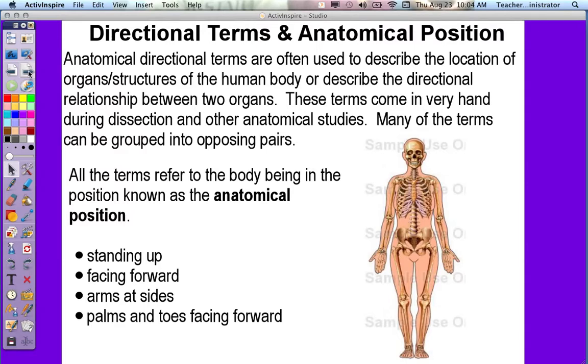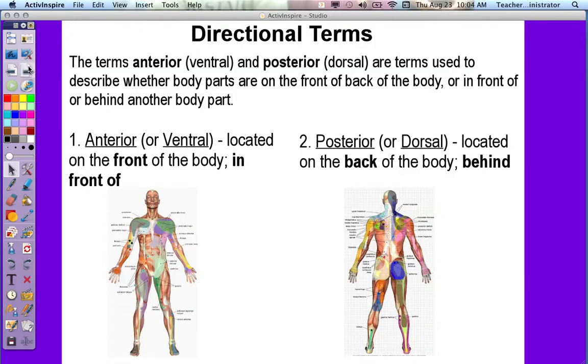Okay? The most important thing is to start knowing what the body position is so that we know what the location is of that organ. So you've got to make sure that your body is always in anatomical position before you start trying to find those organs using the directional terms. So 4 things to know about the anatomical position: 1, you're standing up, 2, you're facing forward, 3, your arms are at your side, and 4, your palms and toes are both facing forward. So you have to be in this position before you can start talking about the directional terms. So really keep that in mind to get your body in the anatomical position first.